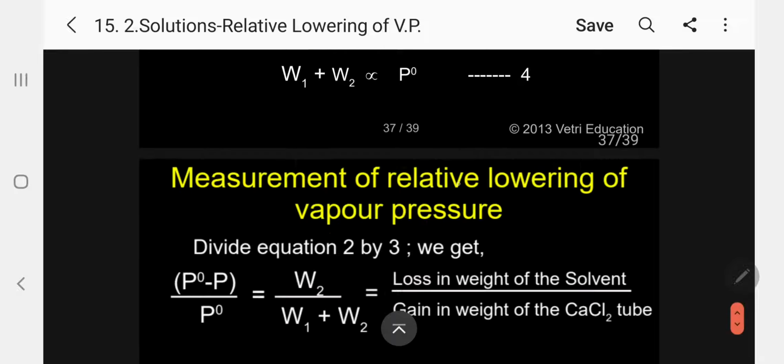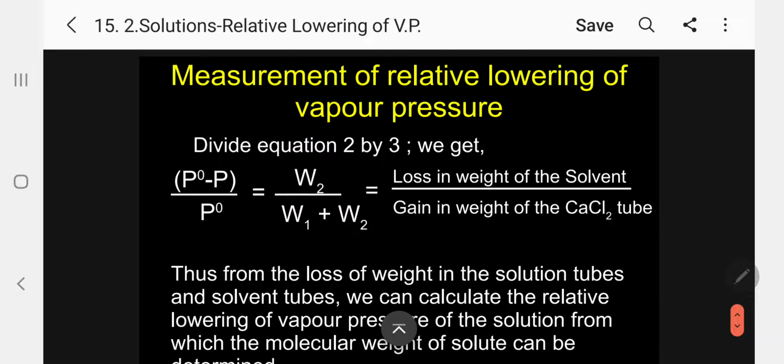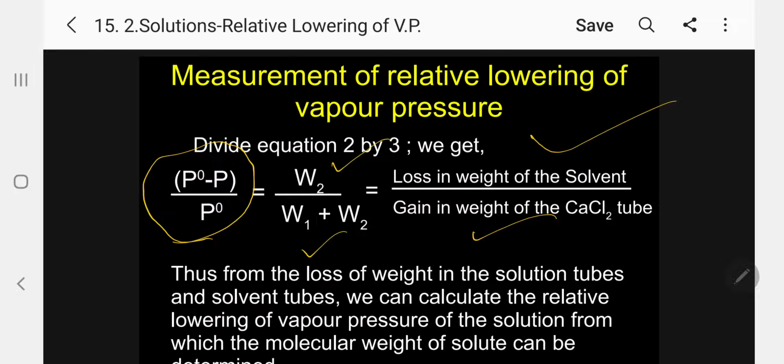So with these 3 readings, now I am going to calculate the relative lowering of vapor pressure. Divide equation 2 by 3, we get W2 divided by W1 plus W2. That is loss in weight of the solvent divided by gain in weight of the calcium chloride tube. You can calculate the relative lowering of vapor pressure.